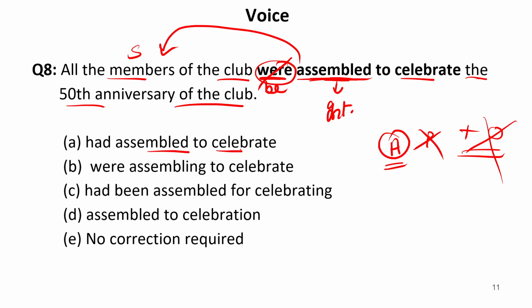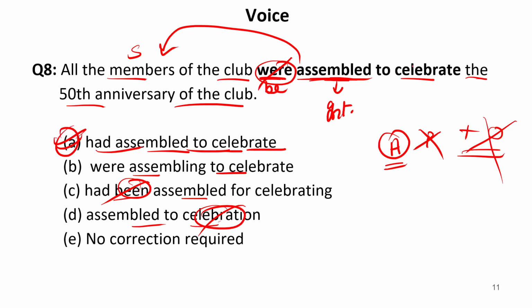Had assembled to celebrate, were assembling to celebrate. Now the process is not in continuous. The action is not in process. Had been assembled, again, not, because the sentence has to be in active voice. Assembled to celebration? No. Celebration is incorrect. Celebration is a noun, which is incorrect over here. Therefore, the correct answer is A, that is had assembled to celebrate.